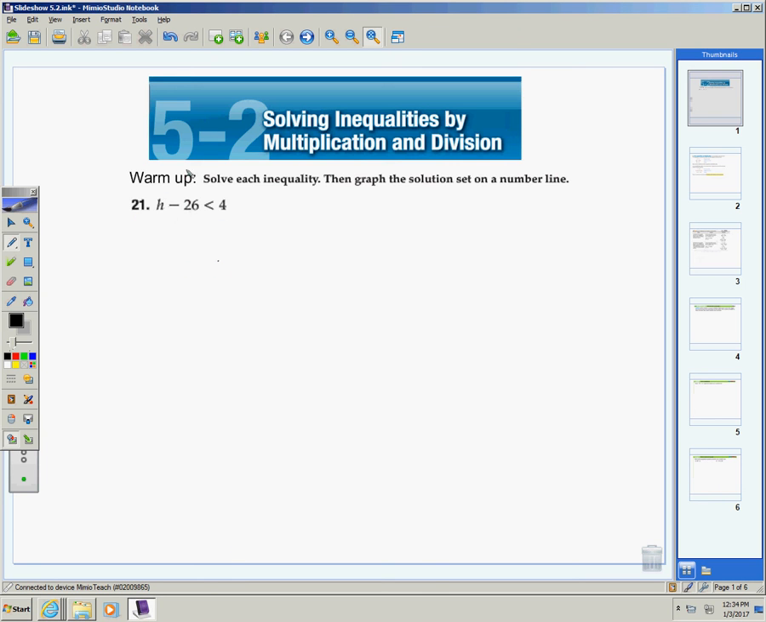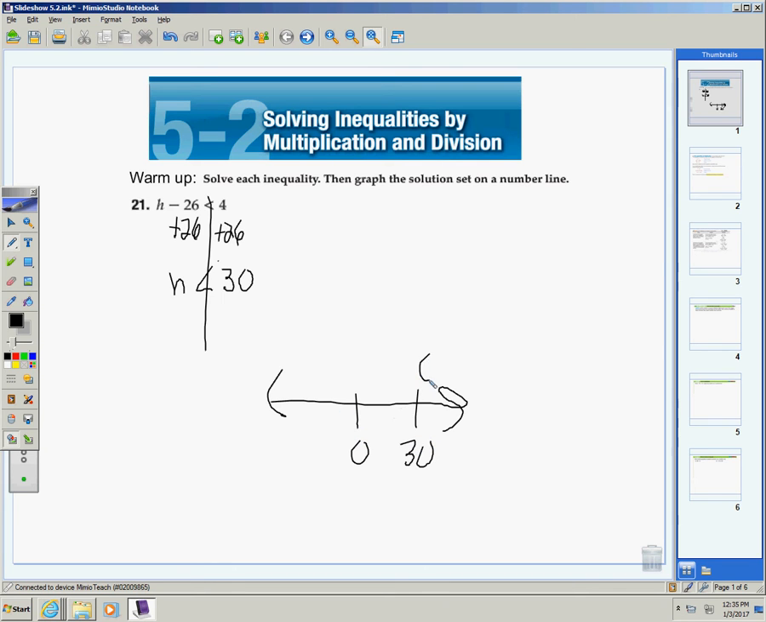Talking about solving inequalities by multiplication and division. The warm-up is just a review of what we did yesterday, solving inequalities with addition and subtraction. Hopefully this is pretty easy for you to solve as well as to graph.